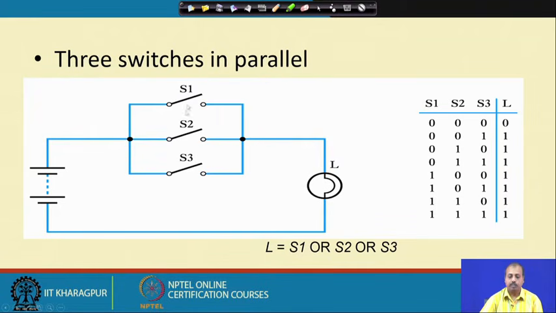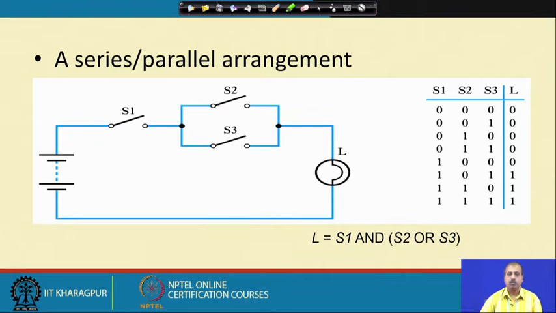All three variables S1, S2, S3 are ORed to get the value of L. But OR, as far as we have seen so far, is a two-variable operation, a two-operand operation. So, we have to write two ORs in between: S1 or S2 or S3. This way we can represent three switches in parallel.